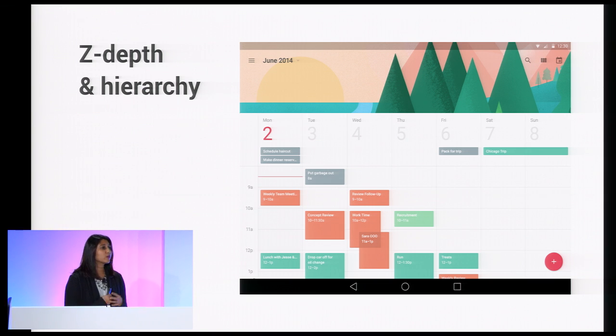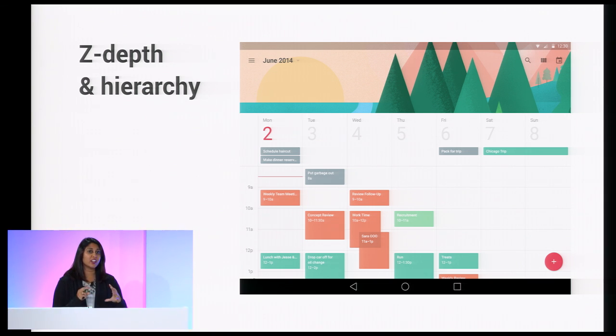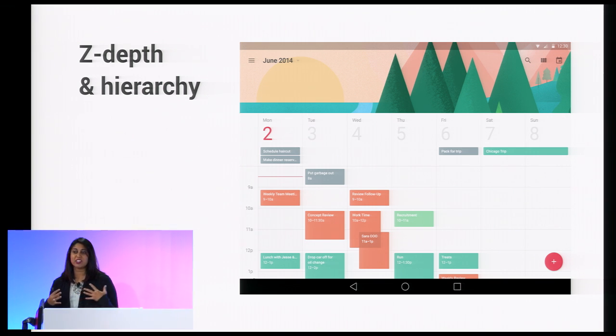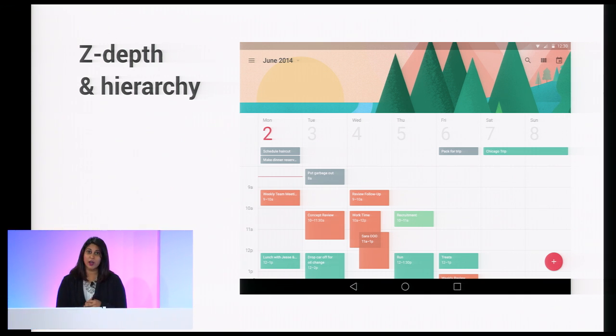So really make sure to thoughtfully consider what Z level each section of your UI is in, and make sure that the shadows it casts are appropriate, the movement is plausible, and in Polymer, in fact, you can use the paper shadow element to create Z depth and animate between Z of 1 to 5.